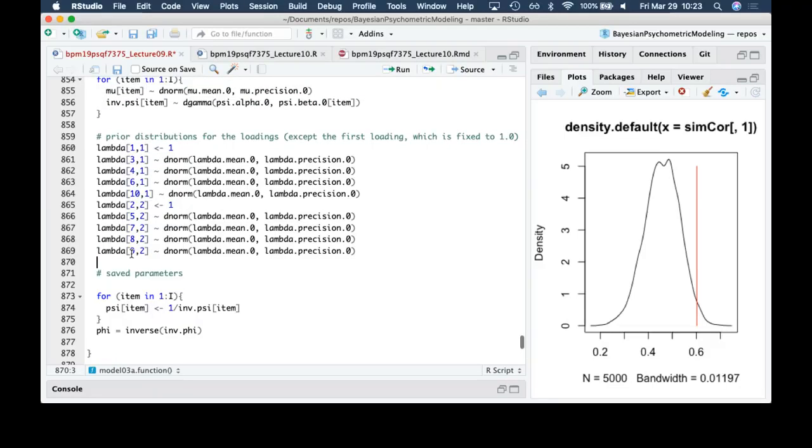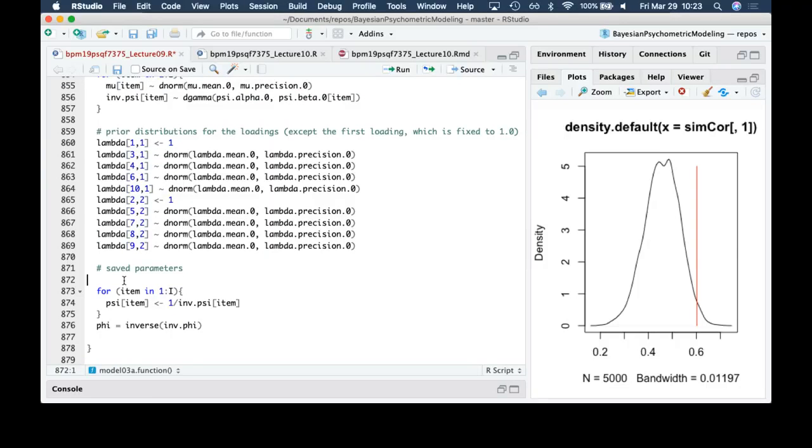And then finally, I'm going to convert within the chain. I'm going to convert each unique variance for each item, the item parameter unique variance, to regular, since it's inverted, right? And then I'm also going to take the inverse of the factor matrix, get back to the regular factor covariance, and save this matrix right along. Questions?